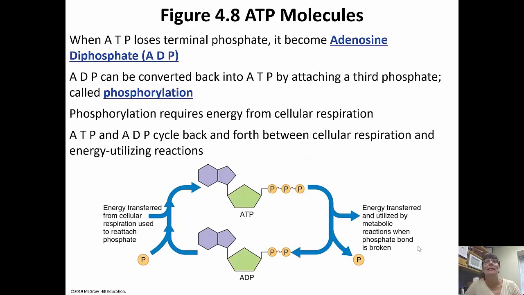As I just said, ADP can be converted back into ATP by attaching that third phosphate group, which is called phosphorylation. Phosphorylation requires energy from respiration, but this ATP and ADP cycle back and forth between respiration and other energy utilizing reactions. So we're going to have this constant transfer of energy between reactions that create energy and then reactions that require energy.